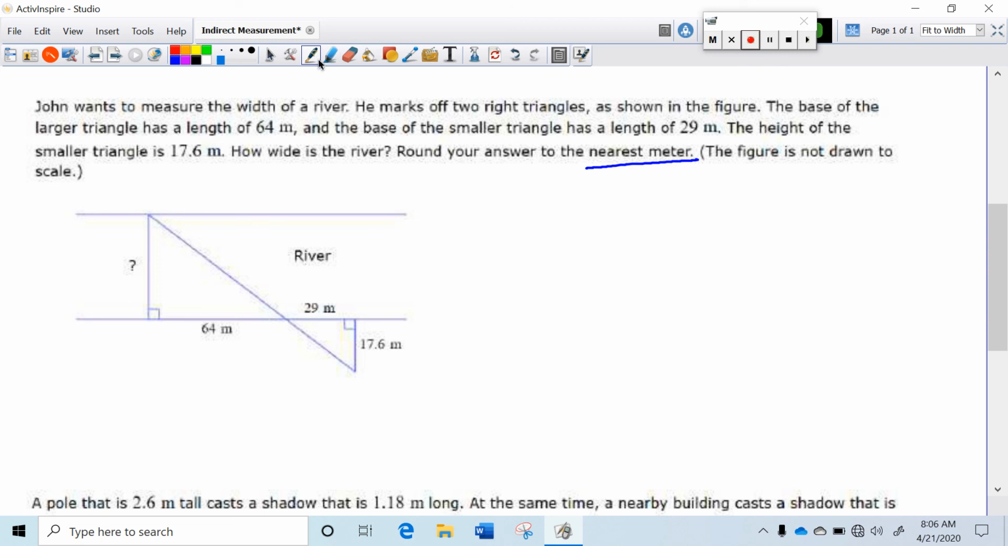The figure is not drawn to scale. Okay, on this one, you've got to be really careful because you have two right triangles, but they're not facing the same direction. So I'm actually going to redraw these so that I can see them better. I'm just going to draw them side by side, making them face the same direction. So the first triangle is x, because the question mark is there, and 64. The second triangle, they tell you the base of the second is 29. That means the height is 17.6. So they have literally flipped this thing on its side.